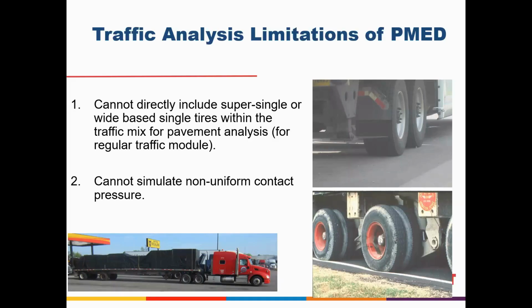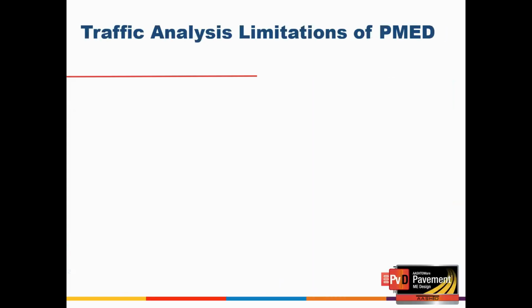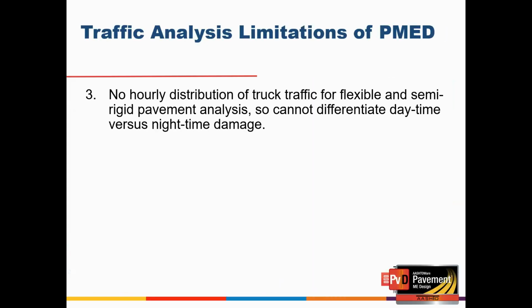You can't simulate non-uniform contact pressure. So if we're saying the pressure is 120 psi, we mean every square inch is going to be 120 psi. Of course, in reality, you do have nonlinearity in tire pressure depending on the location within the footprint area. But for analysis purposes here, we're assuming it's even. There is no hourly distribution of truck traffic for flexible and semi-rigid, the HDF table that I showed you. And so you can't differentiate changes in modulus between day and night.